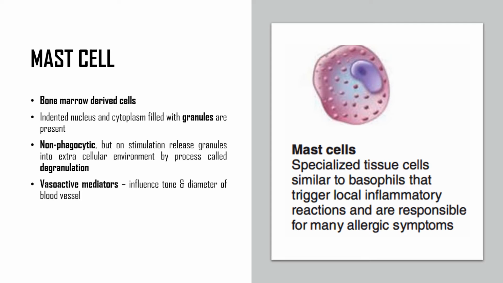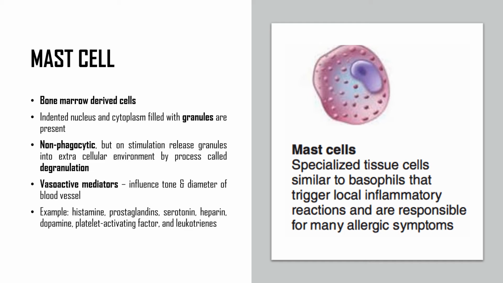called degranulation. Mast cell granules contain histamine, prostaglandin, serotonin, heparin, dopamine, platelet activating factor, and leukotrienes. Because these compounds influence the tone and diameter of blood vessels, they are termed vasoactive mediators. So the examples of vasoactive mediators are histamine, prostaglandin, serotonin, heparin, dopamine, platelet activating factors, and leukotrienes.